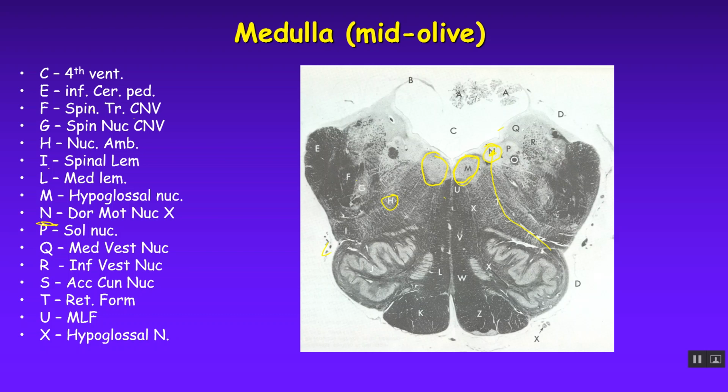P, getting a little more lateral now. So P is just right here. That's the solitary nucleus. So the solitary nucleus is a sensory nucleus. That's for your taste, right? For glossopharyngeal and facial nerve, you use that solitary nucleus for taste.